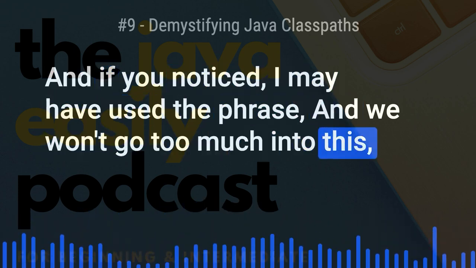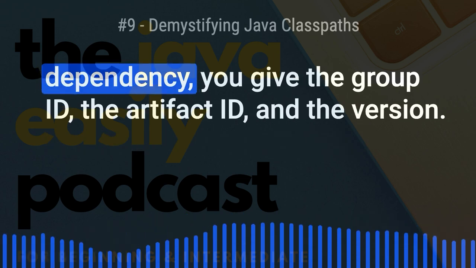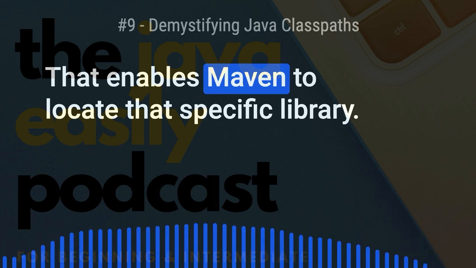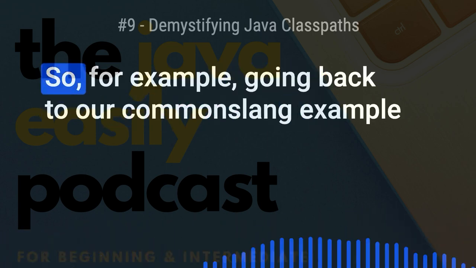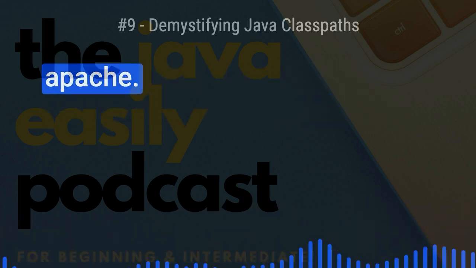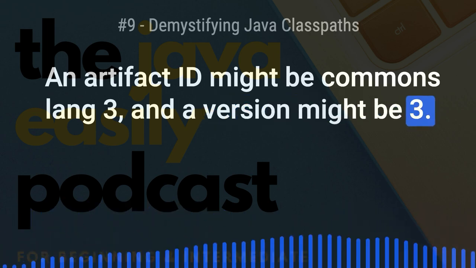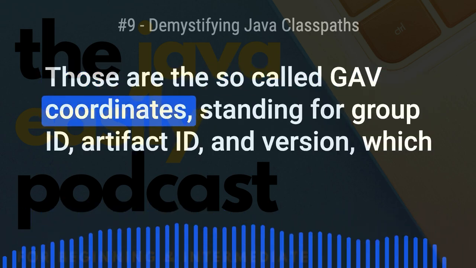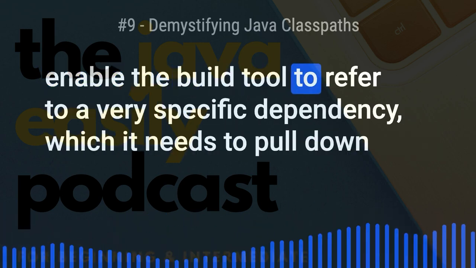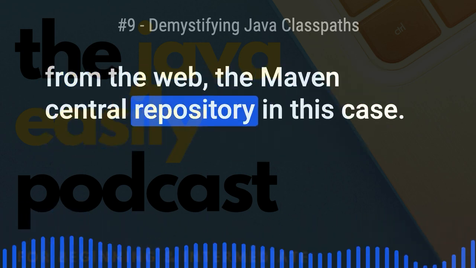And we won't go too much into this, but basically, when you look, for example, inside a Maven build file, when you declare a dependency, you give the group ID, the artifact ID, and the version. That enables Maven to locate that specific library. So for example, going back to a commons-lang example earlier on, the dependency might say group ID of org.apache.commons, an artifact ID of commons-lang3, and a version of 3.12.0. Those are the so-called GAV coordinates, standing for group ID, artifact ID, and version, which enable the build tool to refer to a very specific dependency which it needs to pull down from the web, the Maven Central repository in this case.